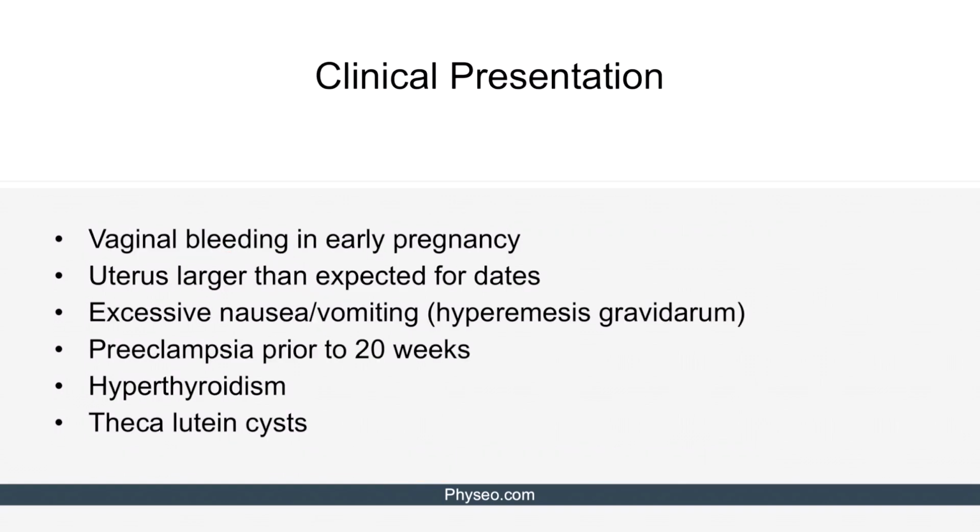The most common clinical feature associated with complete molar pregnancies is vaginal bleeding in early pregnancy. The patient may also have a uterus that is larger than expected for dates on physical exam. They may experience excessive nausea and vomiting, which may be classified as hyperemesis gravidarum if it's severe enough. Patients may also present with preeclampsia at less than 20 weeks of gestational age, which is a pathognomonic finding for complete molar pregnancy. A patient with a complete molar pregnancy may also show signs and symptoms of hyperthyroidism, such as heat intolerance, tachycardia, and tremor. Finally, they may develop theca-lutein cysts on their ovaries secondary to the molar pregnancy.